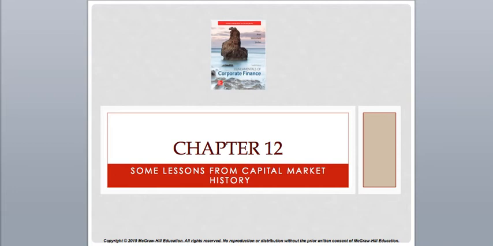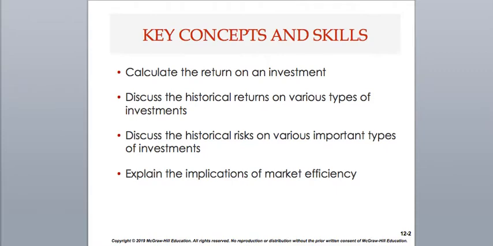Okay, in this chapter, chapter 12, we'll be looking at some lessons from capital market history. Remember that another name for the capital markets is the financial markets. In this chapter, we look at how to calculate the return on an investment. We will discuss the historical returns on various types of investments. We will also look at the risks on various important types of investments. And finally, we'll explain the implications of market efficiency. In other words, we will look at the theory or the hypothesis of market efficiency.